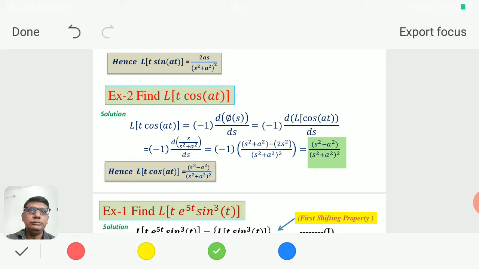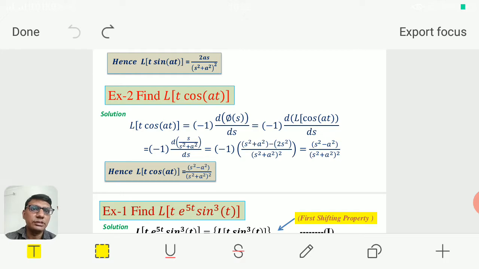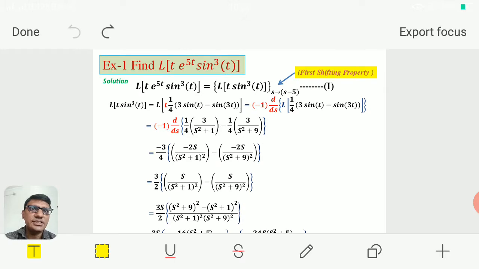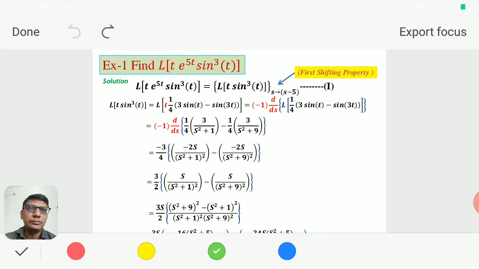Now we will see some similar examples with the first shifting property. Here in these examples we can also apply the first shifting property sometimes. Here we have to find the Laplace of t e raised to 5t sine cube t. So e raised to 5t gives the first shifting property of Laplace, and it will be applicable at the last stage of the example.